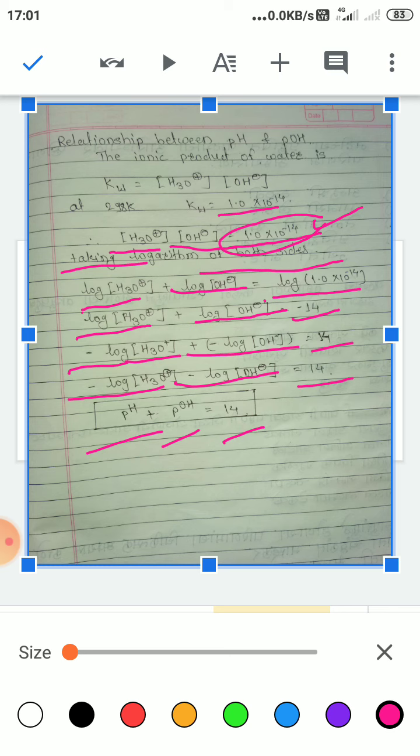We have to use this equation to solve the numericals. Therefore remember this equation as well as the definition of pH and pOH as well as the ionization of water. These are the important terms from the exam point of view. So prepare it properly, and thank you.